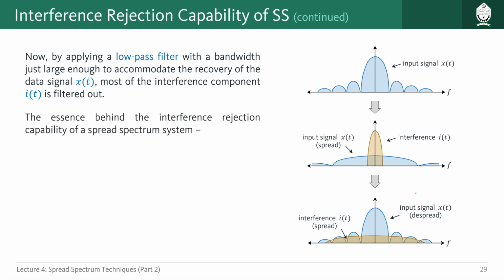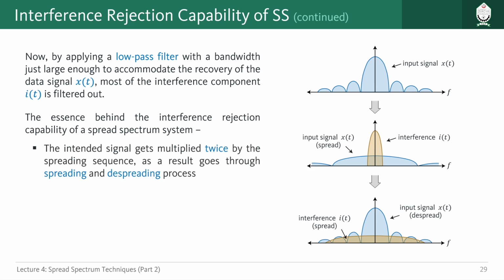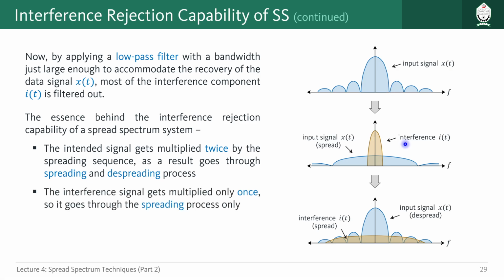And the basic idea behind the interference rejection capability of our spread spectrum is that the intended signal x of t here is getting multiplied twice. As a result, it will get spread at the transmitter, and at the receiver it will get multiplied again, and that will despread our signal, and finally we are going to get back the original bandwidth of our signal x of t. But for the case of interference here, interference will get multiplied only once, and as a result the bandwidth of our interference signal will get expanded, so amplitude will decrease, and as a result it will be very easy to distinguish between x of t and I of t.